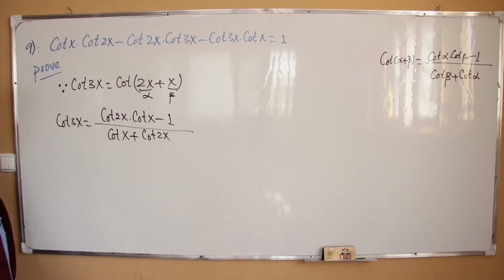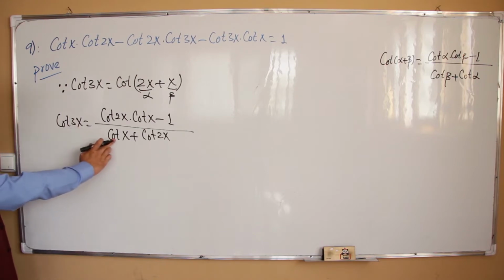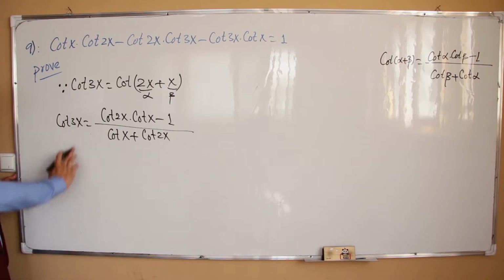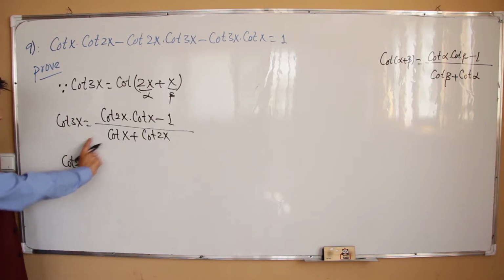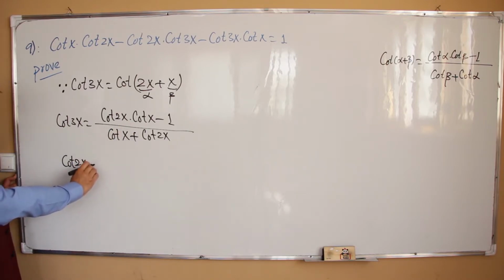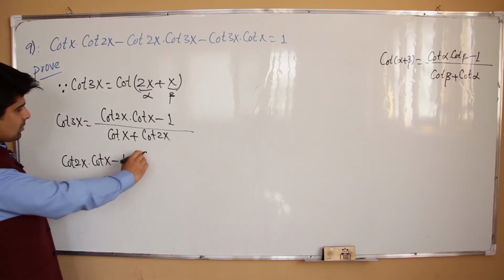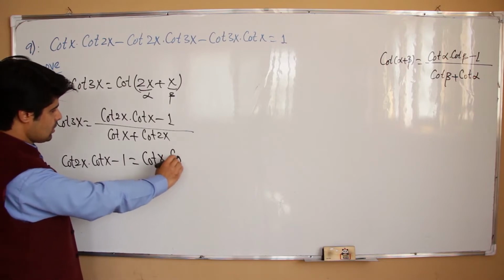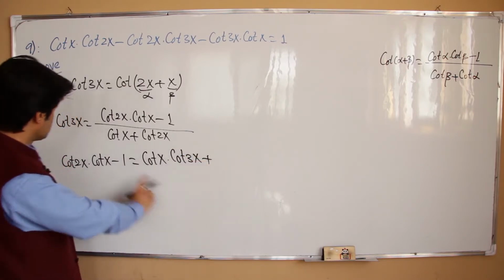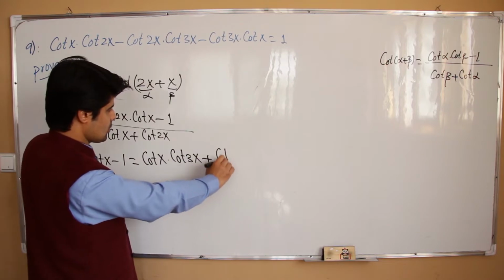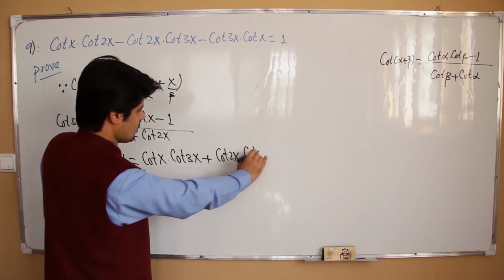Now you have to make cross multiplication here. Now this times this one, am I right or not? And this times this one, so it would be cotangent of 3x. What's the denominator for this one? 1. 1 times this one, cotangent 2x cotangent x minus 1 would be this times this one, cotangent x cotangent 3x, plus this times this one, cotangent 2x times cotangent 3x.